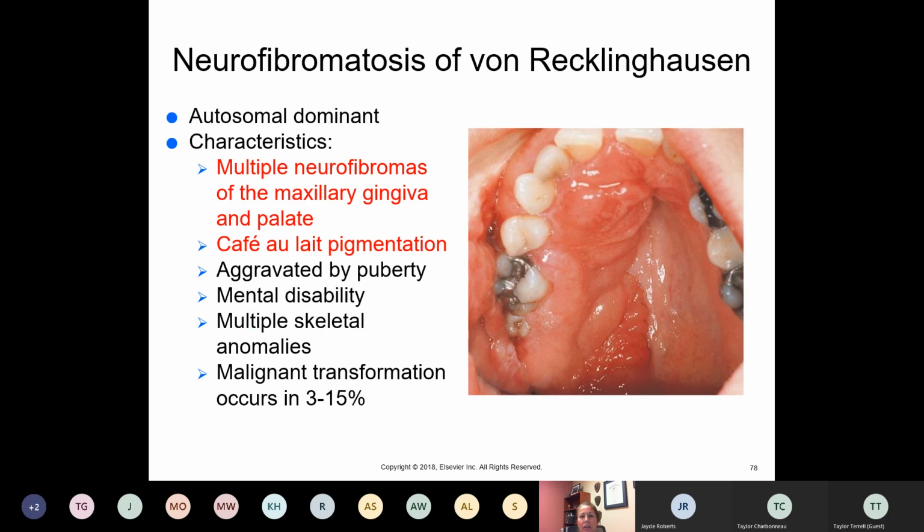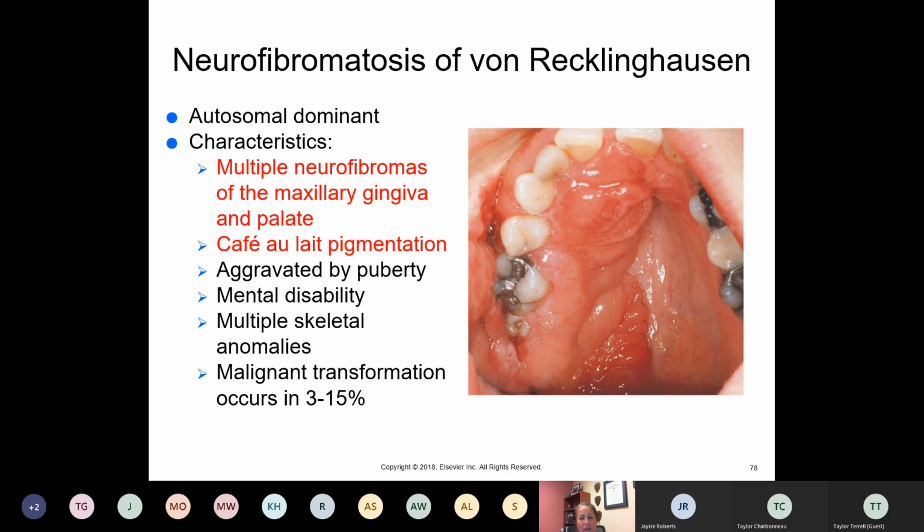Neurofibromatosis of von Recklinghausen. This patient, some of them look very scary. They get multiple neurofibromas of the maxillary palate. If you look at this palate, you can see the bumps, the large bumps. Those are the neurofibromas. We also, on their skin, will see what they call café au lait pigmentation.